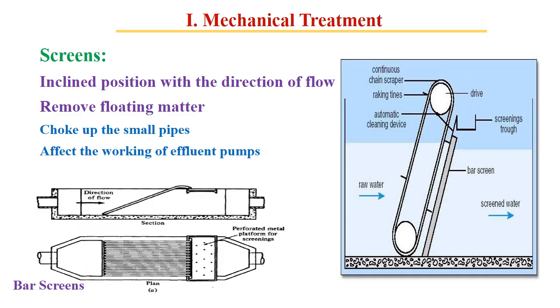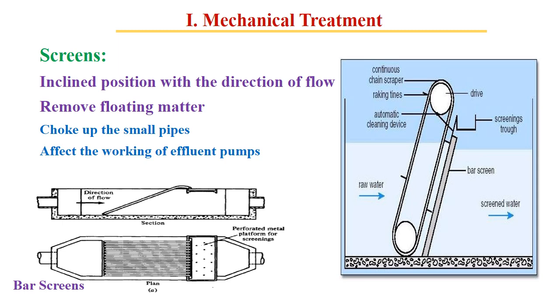So first we will talk about mechanical treatment. This is a measure to remove the big material particles which remain on the top as floating, or which remain inside as suspended materials. So here inclined position screens are used. Different kinds of screens remove all these materials.